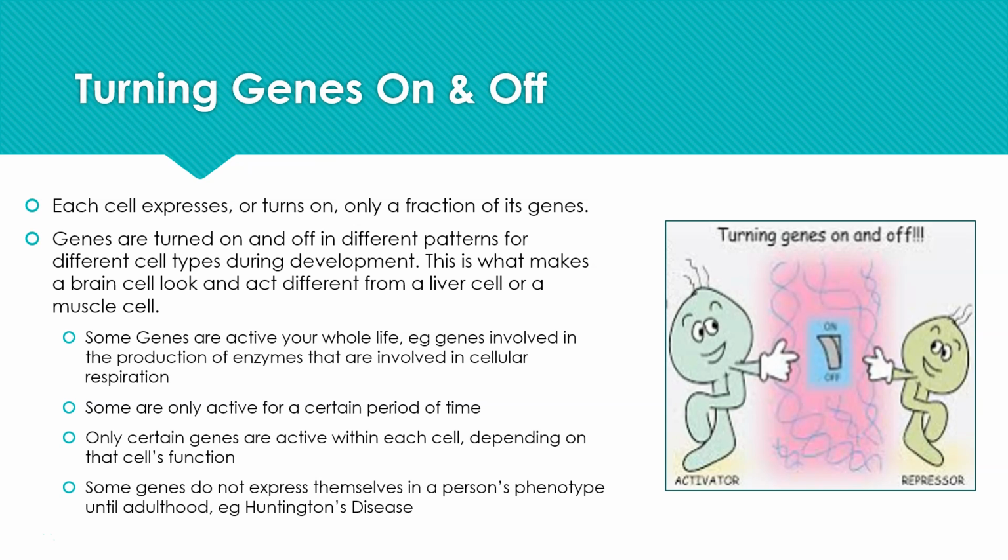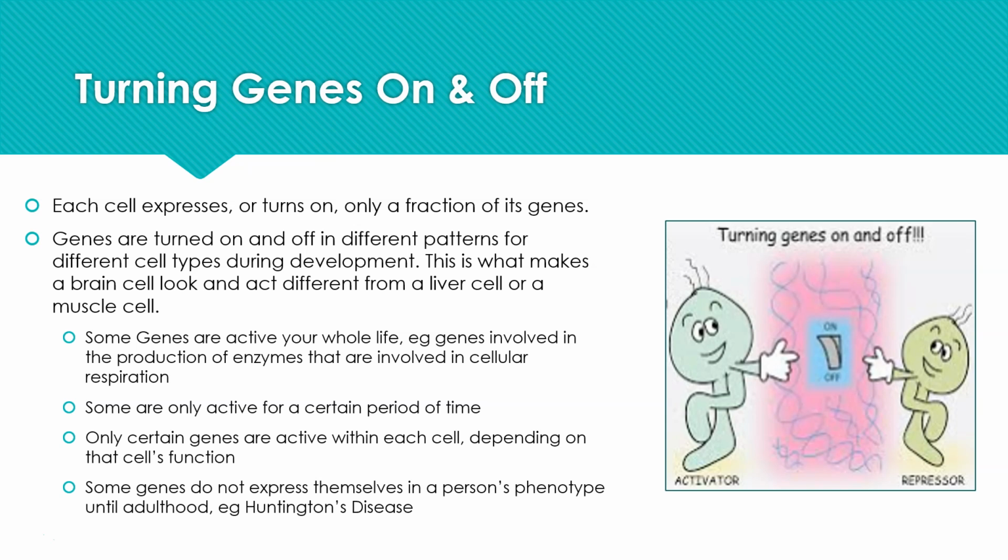Some genes will only be active for a certain period of time. The genes that you might need at the start of puberty to have expressed to produce hormones, you might not need them to continue to be expressed in the same way or at all. So they'd get switched off, and they don't need to be produced before puberty.